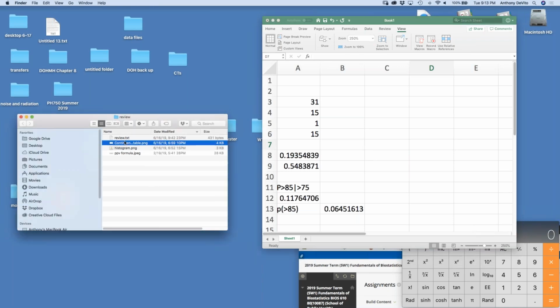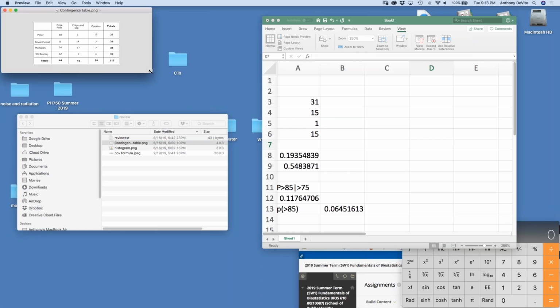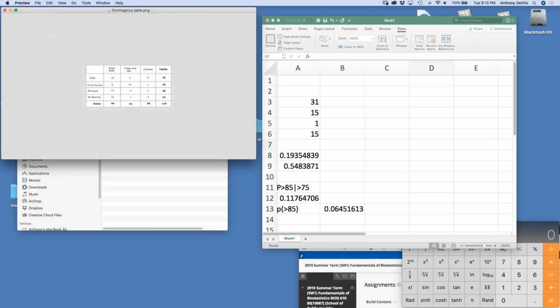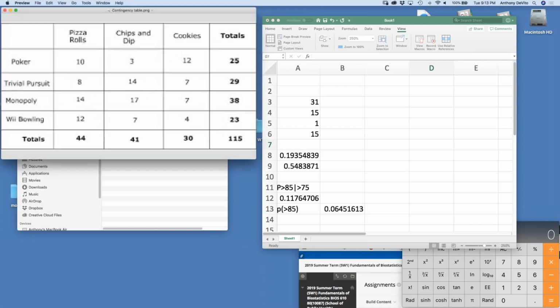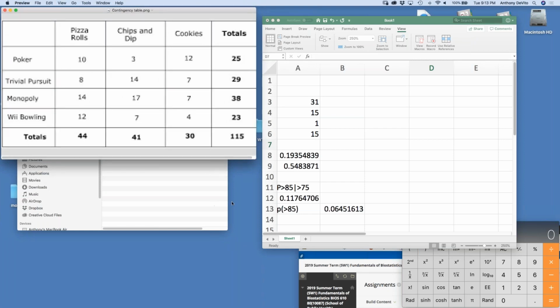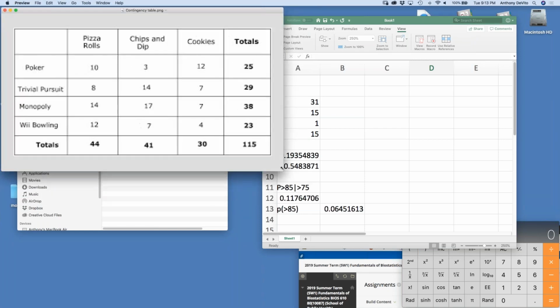And there's another place where we talked about a conditional probability, and that's when we worked with a contingency table. Here's a contingency table. I'll blow it up so you can see it a little bit better. And in this contingency table, we're looking at a population of 115 people who are gamers.